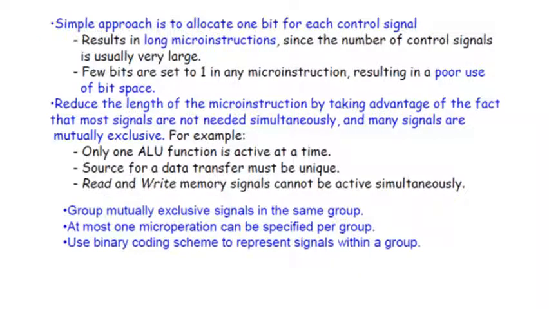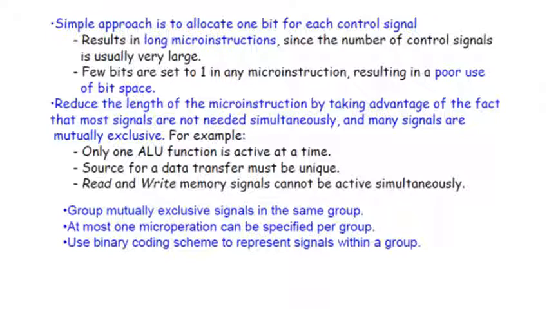A simple approach is to allocate one bit for each control signal, which results in a longer micro instruction since the number of control signals is usually very large. Few bits are set to 1 in any micro instruction, resulting in a poor use of bit space. The length of the micro instruction can be reduced by taking advantage of the fact that most signals are not needed simultaneously and many signals are mutually exclusive.